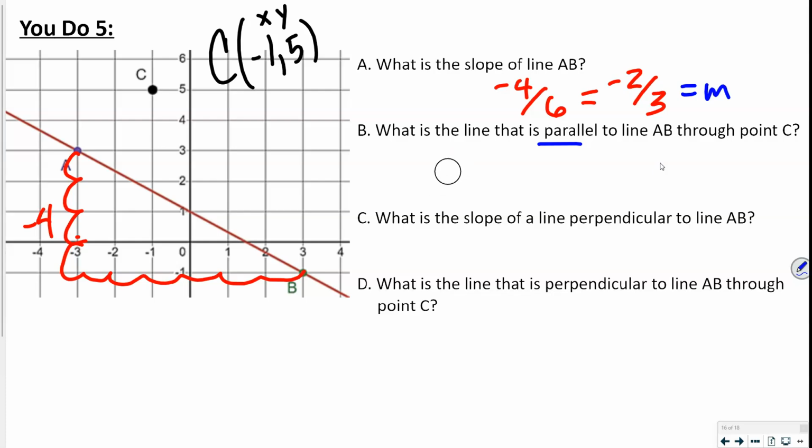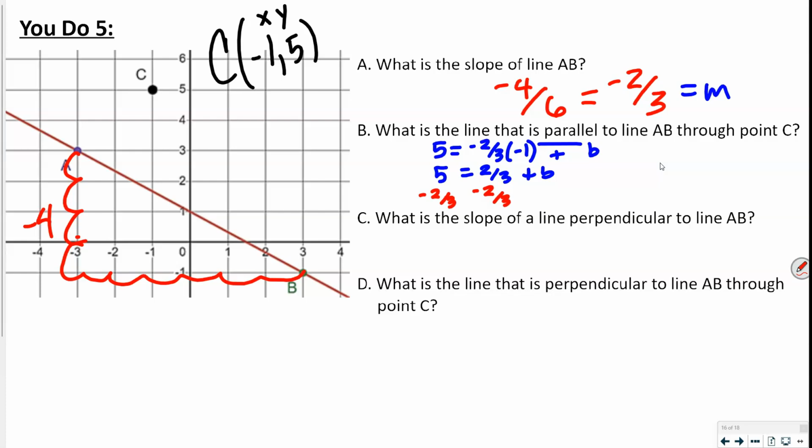And you know what, let me put this up a little higher so I have some room to work. 5 is going to be equal to -2/3 times -1 plus B. Ooh, this one's going to be ugly, y'all. Let's see if y'all can figure it out. So this is going to be 5. Negative times negative is going to be positive, so that's going to be +2/3 plus B. So what are we going to have to do to the 2/3? We're going to have to subtract it, right? So we're going to subtract the 2/3 from both sides.